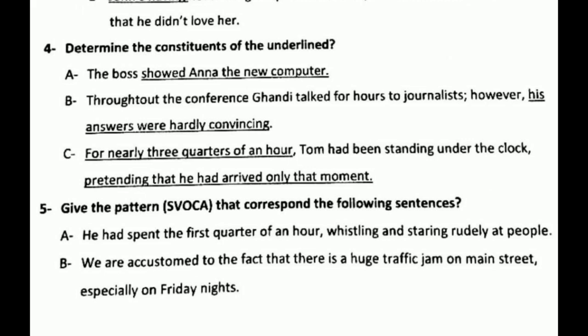So number 5, give the patterns that correspond to the following sentences. Number A, he had spent the first quarter of an hour whistling and staring rudely at people. Here it says to determine for us the pattern, meaning subject, verb, object and so on. He is the subject, had spent is the verb, the first quarter of an hour. Here pay attention, if I tell you he had spent, you will ask yourself, what did he spend? How much did he spend? You need the answer. So the first quarter of an hour is the object. So we write: he subject, had spent verb, the first quarter of an hour object. Then whistling and staring rudely at people, and this is a long story because this is a participle phrase functioning as an adverb.